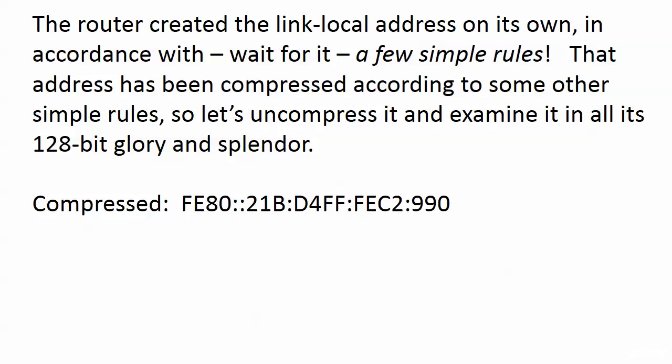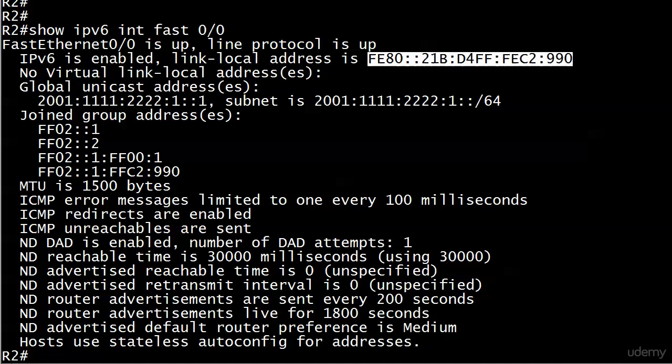Now the router created the link local address on its own. You and I didn't do that, and it does so in accordance with a few simple rules. And we're going to see those in action, and that address has been compressed, the one that we saw on the router, and that's been compressed along with a few other simple rules. We know those: zero compression, leading zero compression. But we also need to know how to uncompress an address. And we did a little of that, but let's do some more here.